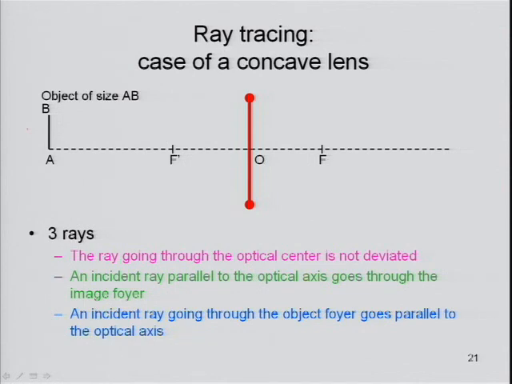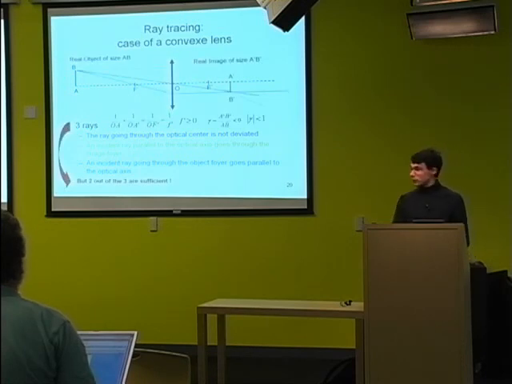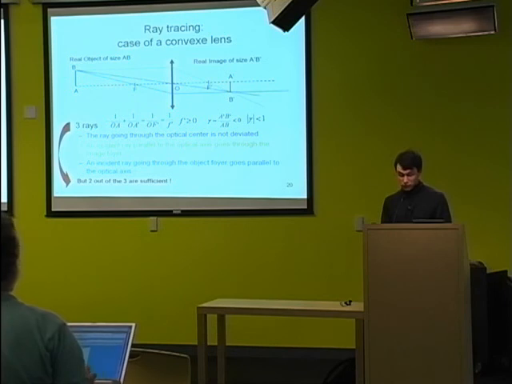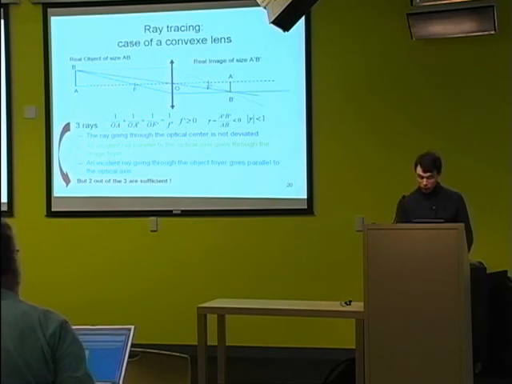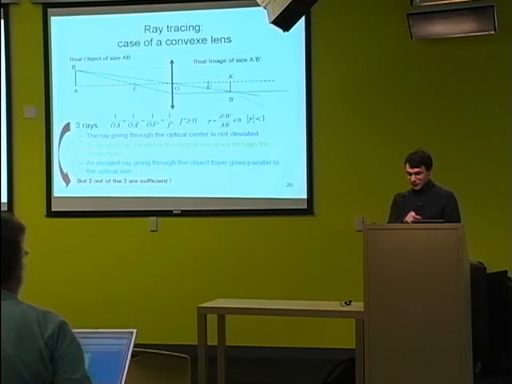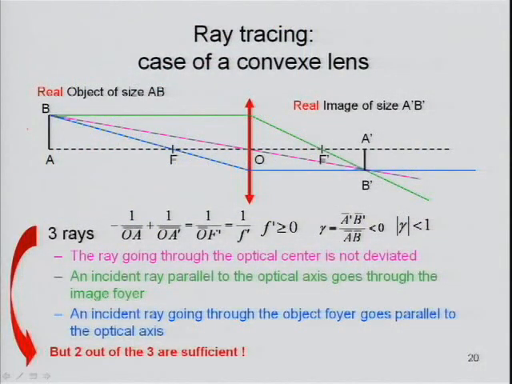Why is gamma less than 1? Okay, so gamma is the ratio of the image size over the object size. Yes, so there's 2 pieces of information in gamma. There's the sign of gamma, and there's the absolute value of gamma. Why is the absolute value less than 1?